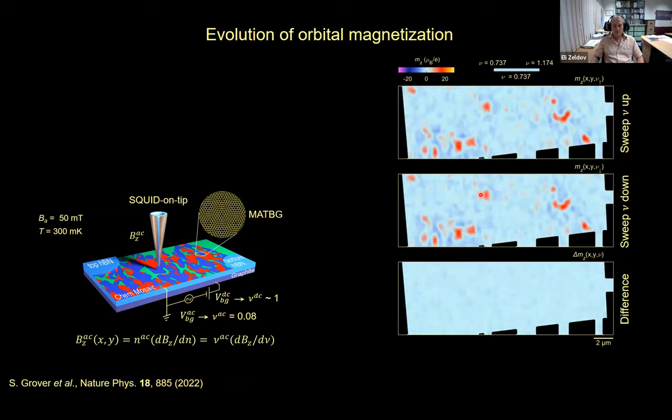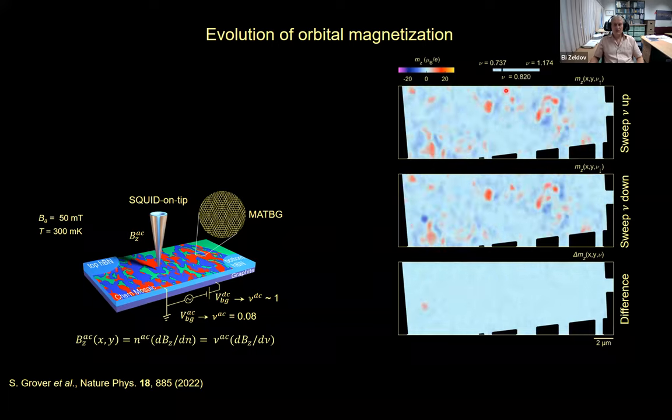And here is the movie of the orbital magnetization as a function of filling factor from 0.7 to 1.17. We start from low filling factor. You see mainly red patches. So these are red means paramagnetic, namely this is favorable energetically, whereas blue is diamagnetic, namely M dot B term is unfavorable. So we start from a few patches which are favorable magnetically, and we increase the filling factor.